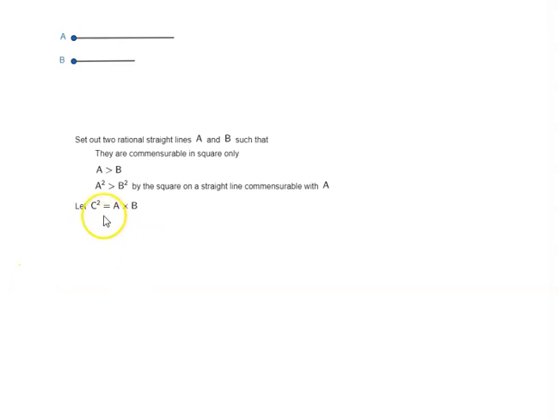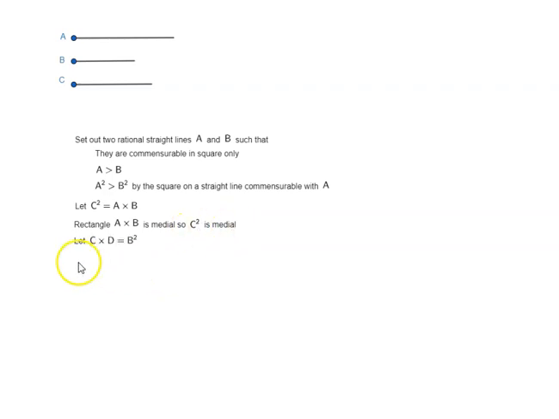Now let C square be equal to A times B. The square on C should be equal to the rectangle A by B. Okay, let's do that. The square on C is going to be equal to the rectangle A by B. Now, rectangle A by B is medial. Why? Because A and B are two rational straight lines that are commensurable in square only. And since the areas are equal, if the rectangle is equal, the square is also equal. So C square is medial.